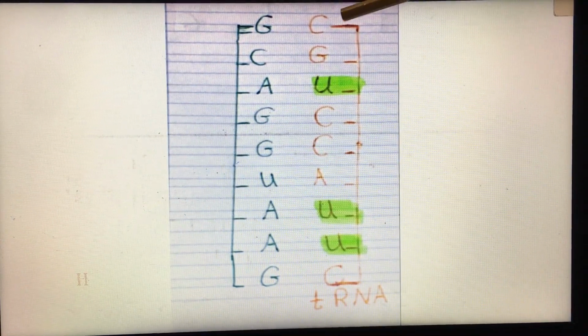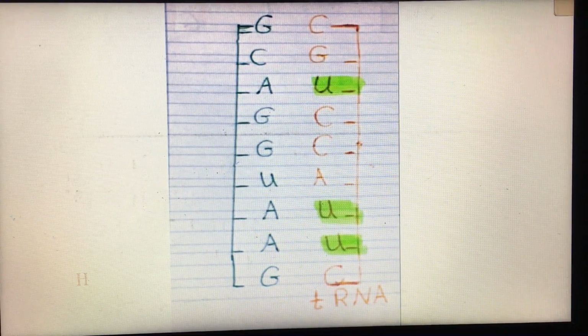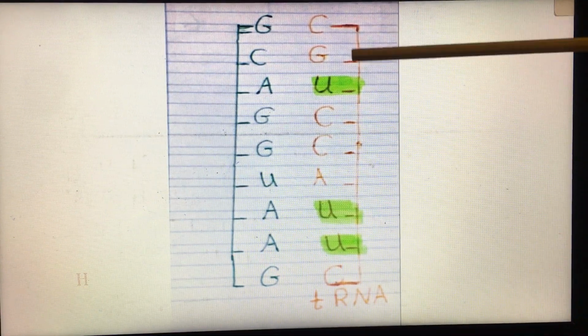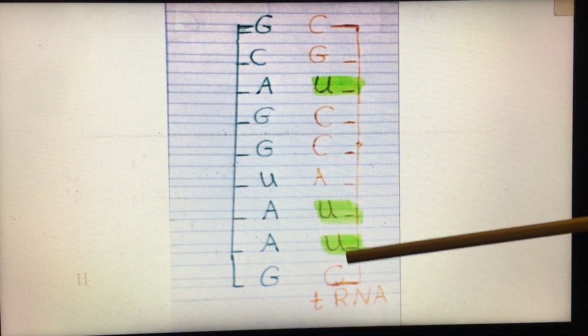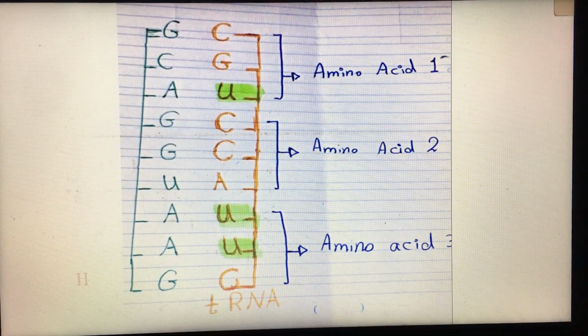So G with C, G, A, U. As we said, A will connect with U, not T, because out of the nucleus we don't have the base T. We only have U, uracil, instead of T. So again, C, G, U, C, A, U, C. This is the tRNA, which is transfer RNA. So here in the orange, this is my transfer RNA.